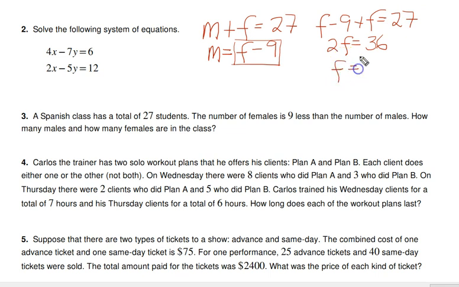F is 18. Well, if F is 18 here, 18 minus 9 is 9. So there are 9 males and 18 females as an answer for number 3. So this wasn't too bad.